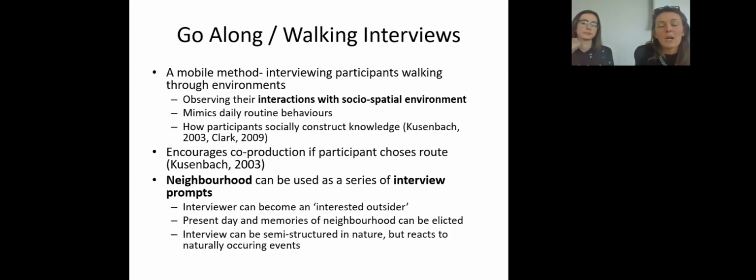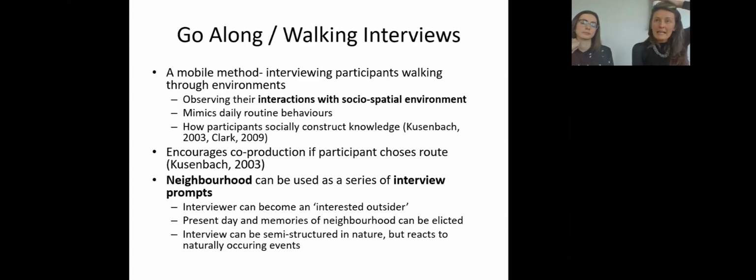We might also do a go along walking interview with students on their journeys to school in, let's just say, Johannesburg in South Africa, in order to understand the logistical barriers of getting to school. So the go along walking interview rests on this interaction between the participant and their social spatial environment. It seeks to mimic daily behaviour and routine, although it doesn't always have to.